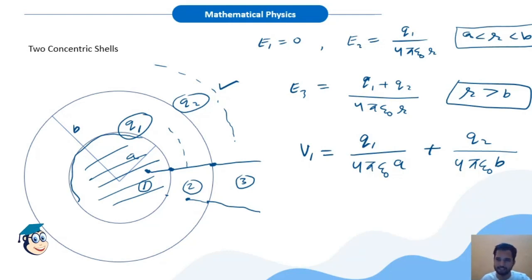You can verify this result. I am telling you this is true. You can just integrate over the three regions, 3 to 1, and you will get the potential as I have written on the board.